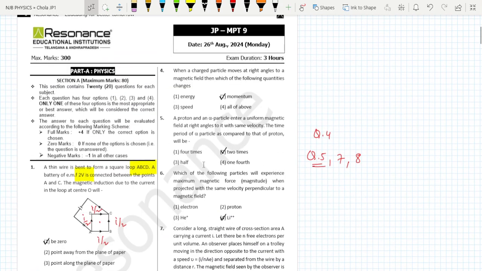So question number 4, we will start first. Question number 4 says, when a charged particle moves at right angle to a magnetic field, which of the following quantities changes? Energy doesn't change. Speed doesn't change. Momentum, why? Because the direction will change. It will move in a uniform circular motion, and therefore momentum will change for sure. I hope it is clear.